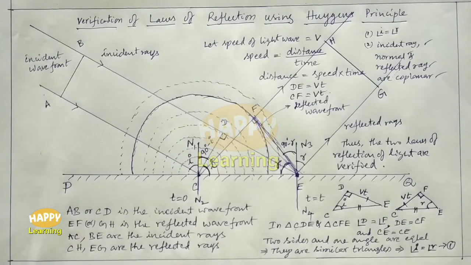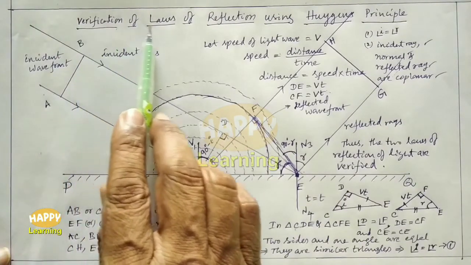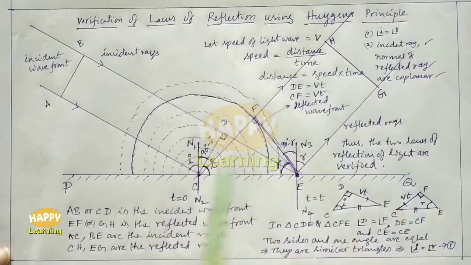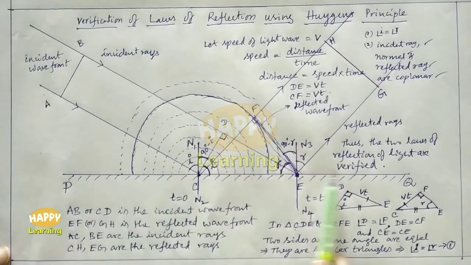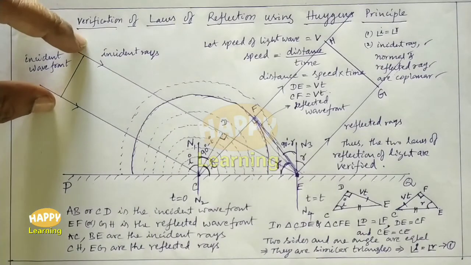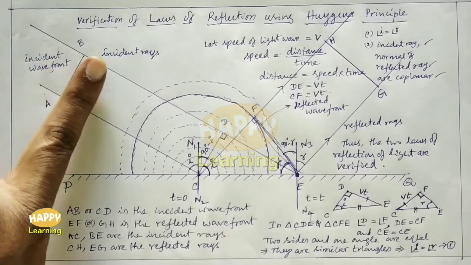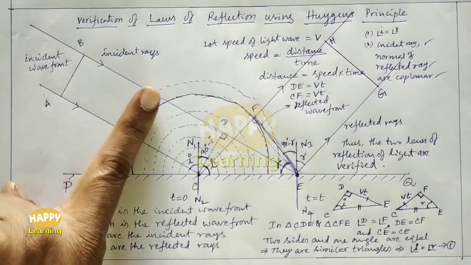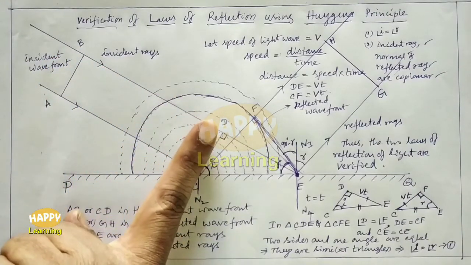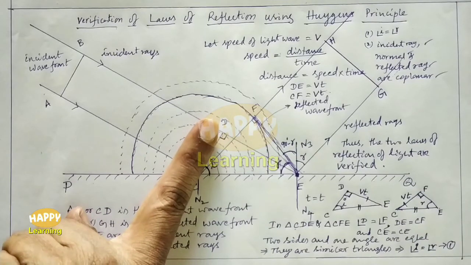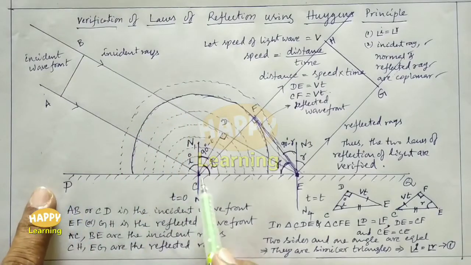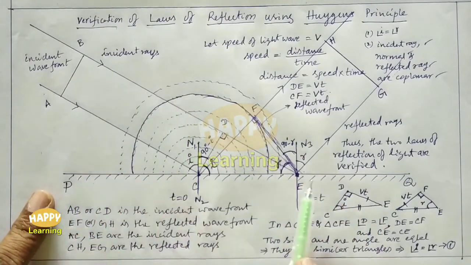Right. Let us recapitulate. So what is the topic here? Verification of laws of reflection using Huygens principle. So this is the reflecting surface. This AB is the incident wavefront. So it is coming from infinity, so it is plane. Approached, finally here, as CD, it touches the reflecting surface. So one wave is reflected here and the other wave is reflected here.